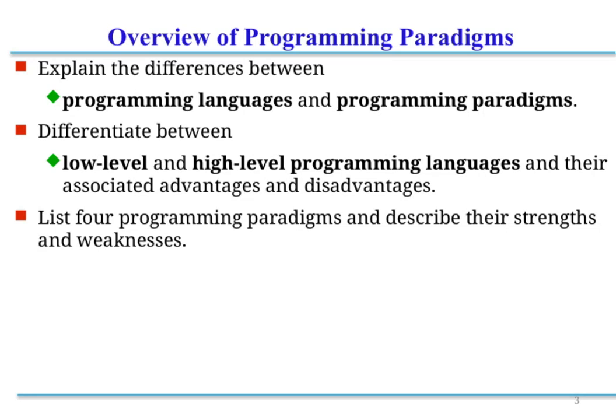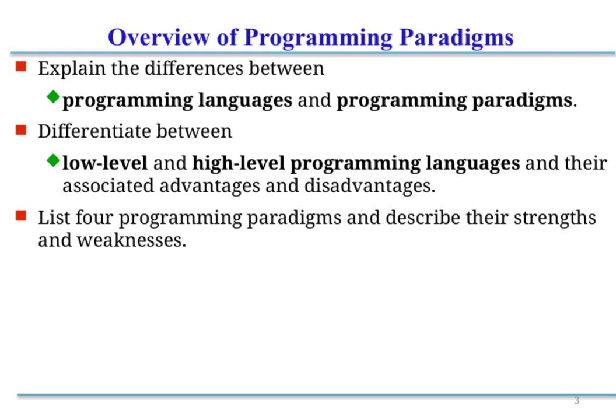Let's explore the differences between programming languages and programming paradigms. Programming languages are the tools we use to write software, like Python, Java, or C++. These are the actual syntax and commands that tell the computer what to do. Programming paradigms, on the other hand, are broader concepts or styles of programming, such as object-oriented or functional programming. They influence how we structure our code and solve problems.